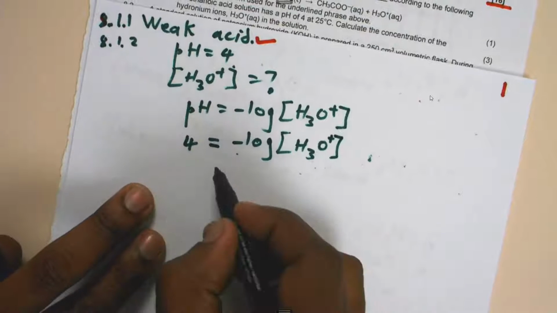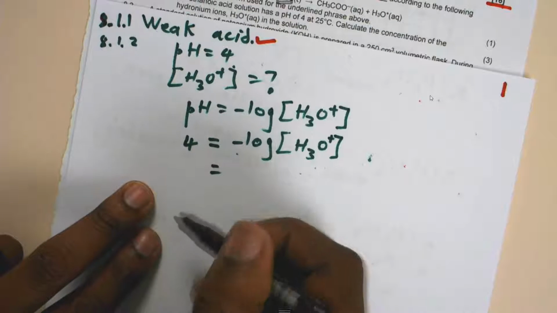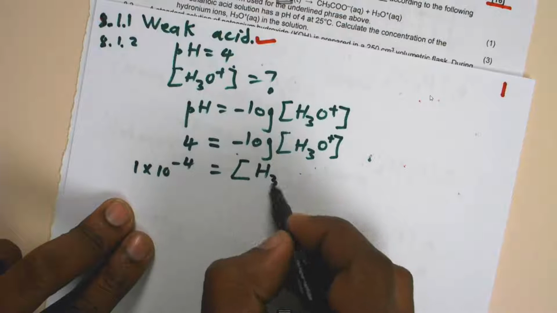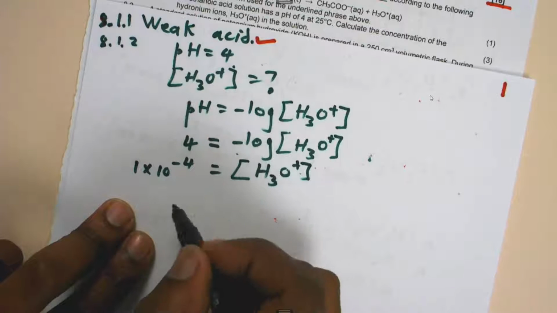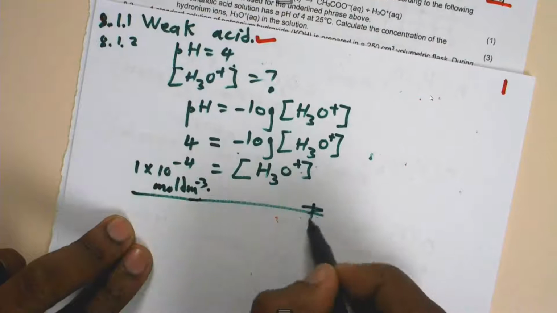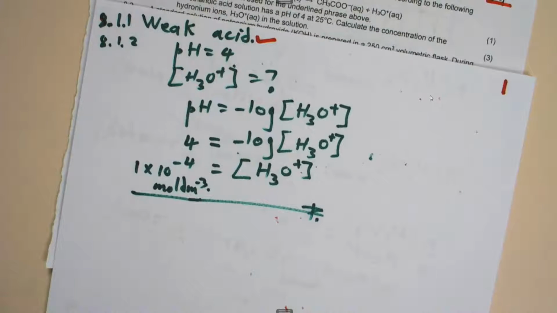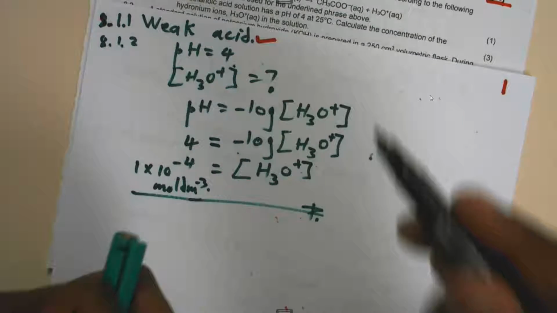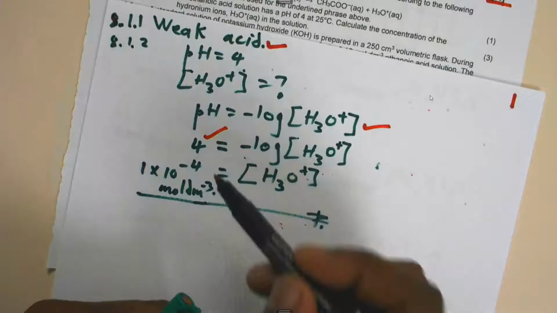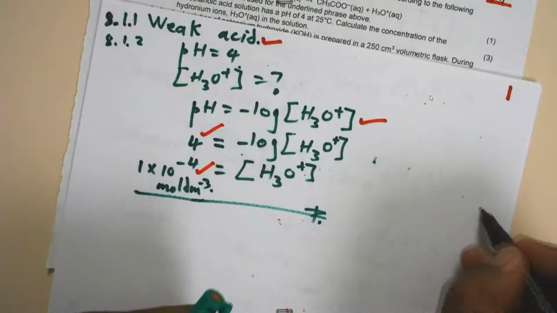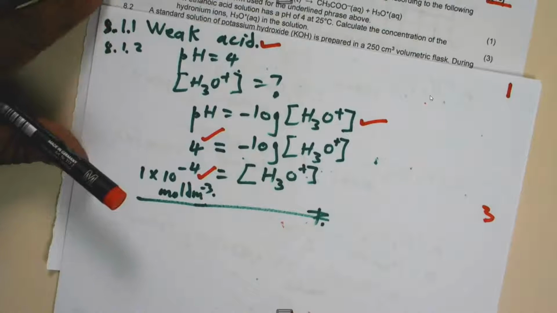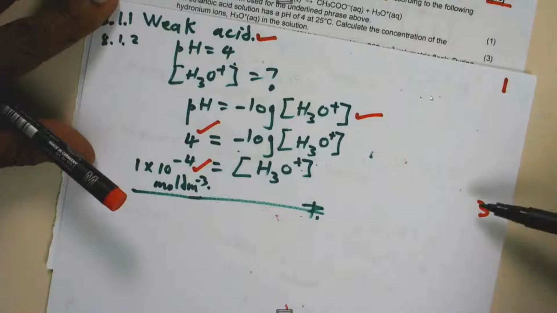Then I further move on to say I need to take the antilog, and the antilog will be 1 multiplied by 10 to the minus 4, which will give us the concentration of H3O+, and then we can assign the SI unit to be mole per decimeter cubed. And this will now be your 3 marks. It will be 1 for the correct pH equation, 1 for the substitution, and 1 for the final answer. Hence, you'll be able to get a 3 for that. So quite easy. It was a straightforward question, so you should be able by now to have the 4 out of the 17 marks.